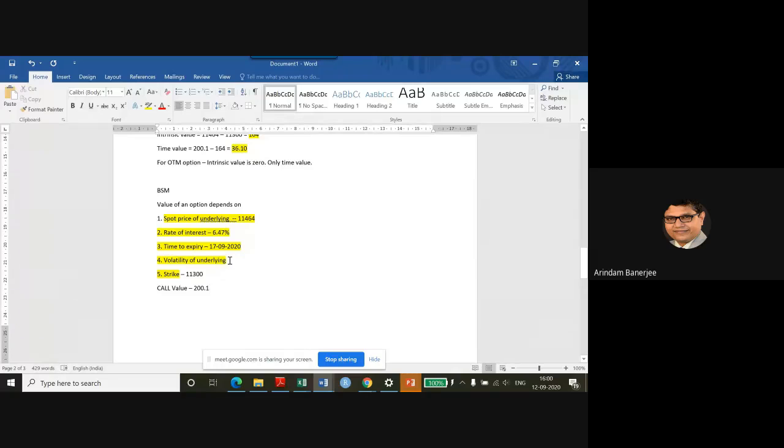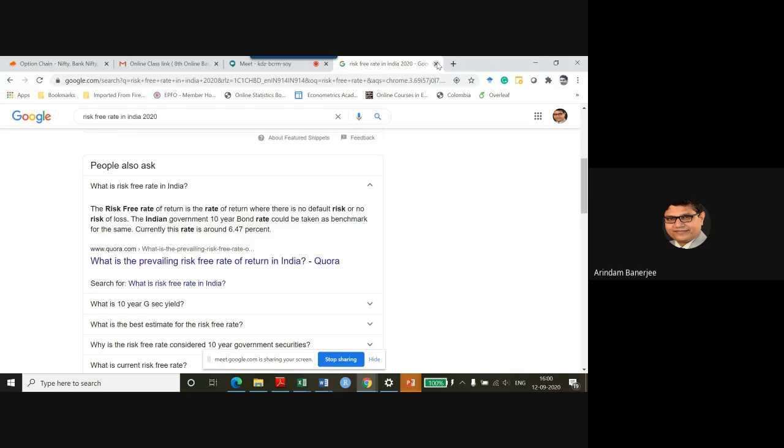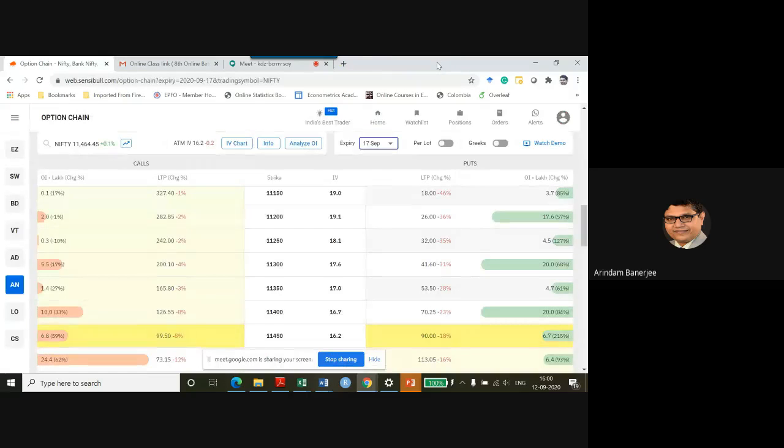right? And if I put all these values into that BSM and then calculate this sigma, then the sigma which I will get, what is this? This is actually the market's perception about the future volatility. That is why it is saying implied, not historical. It is implied volatility, not historical volatility.